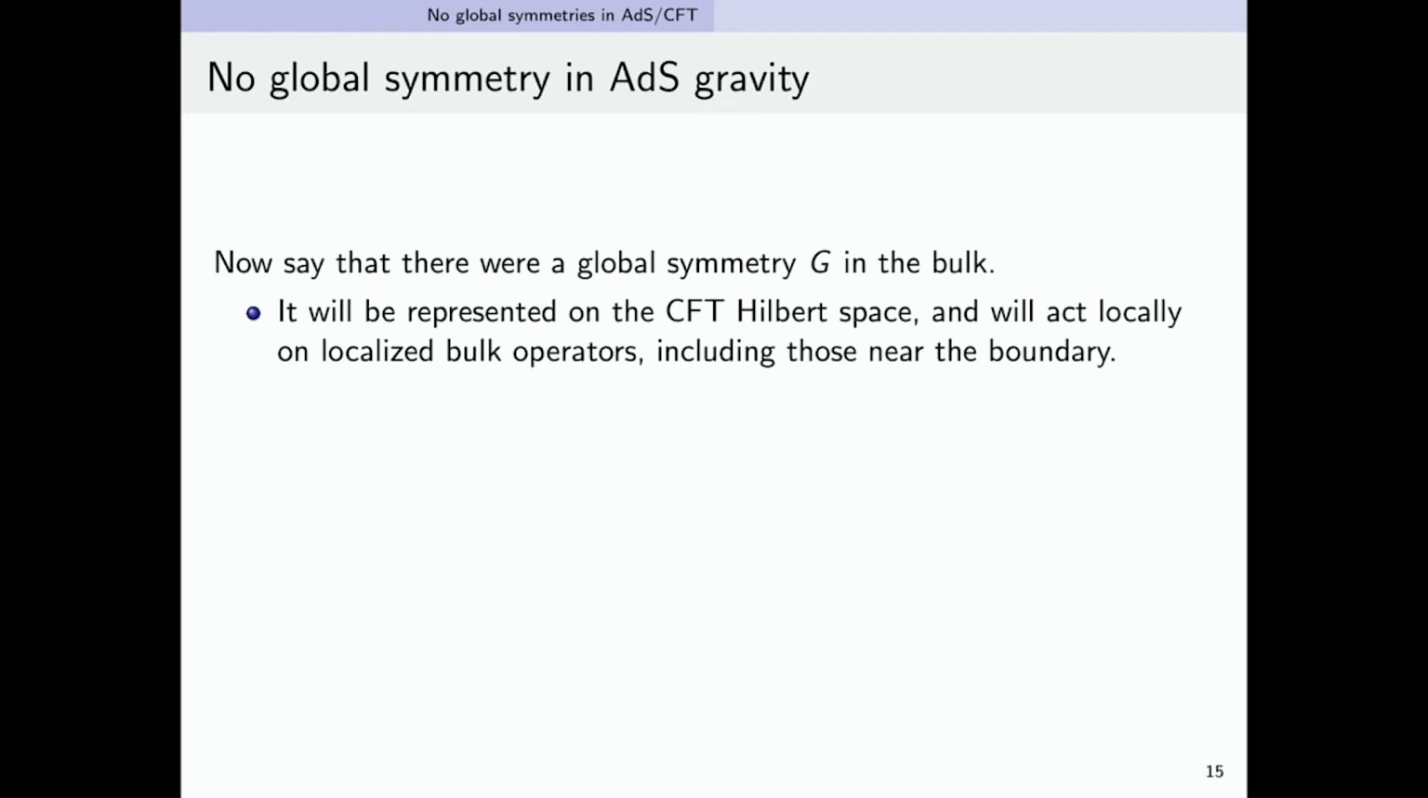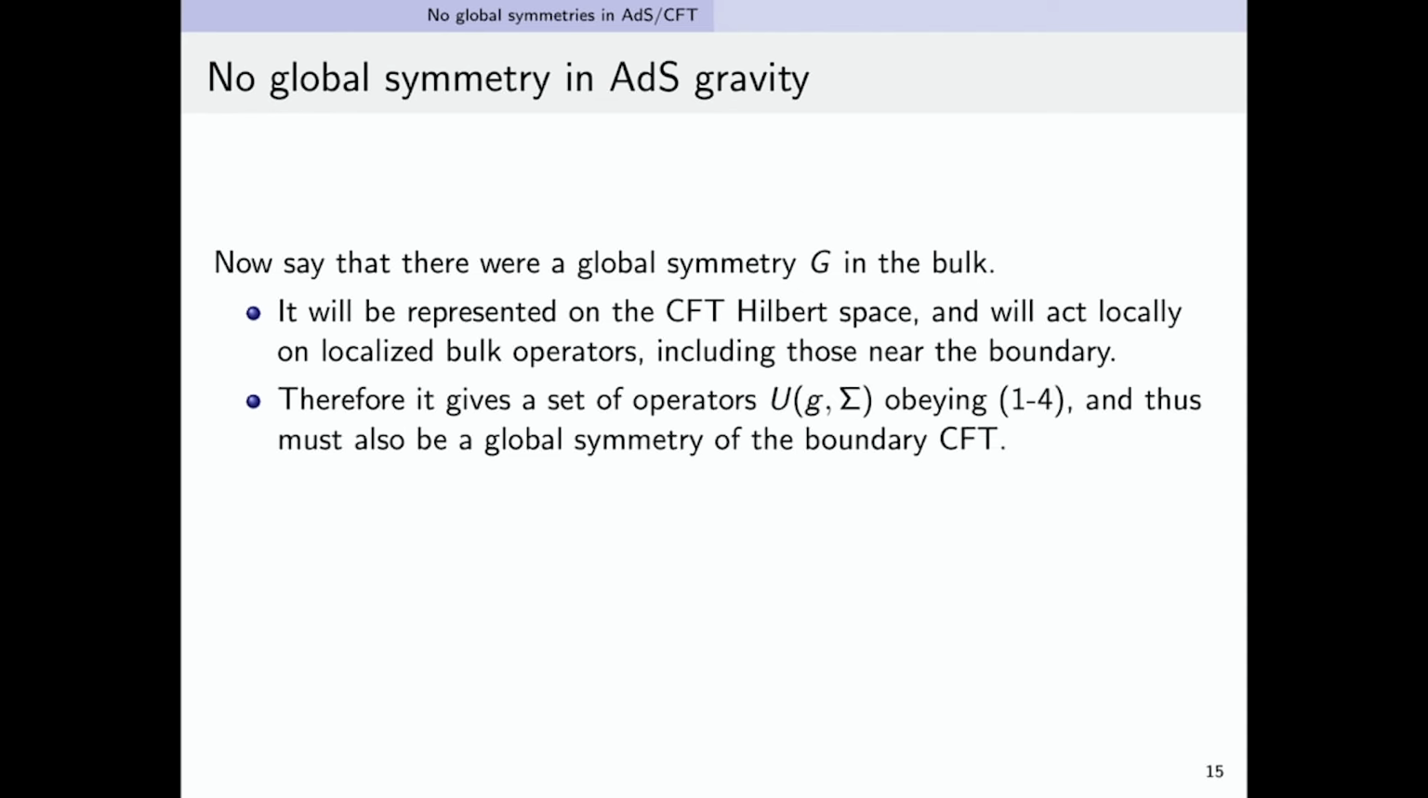Morally, the definition is the same as the one that I said before, but it has to be fixed up a bit because there aren't any local operators. Modulo that caveat, if we have a global symmetry in the bulk, it'll be represented on the CFT Hilbert space by the duality. And by the extrapolate dictionary, since it acts locally on localized bulk operators, that includes the ones near the boundary, it has to act locally on boundary local operators. And so therefore it gives a set of U of G comma sigma operators obeying the rules for a boundary global symmetry. Okay, that's not too shocking. If you have a global symmetry in the bulk, you have a global symmetry in the boundary.